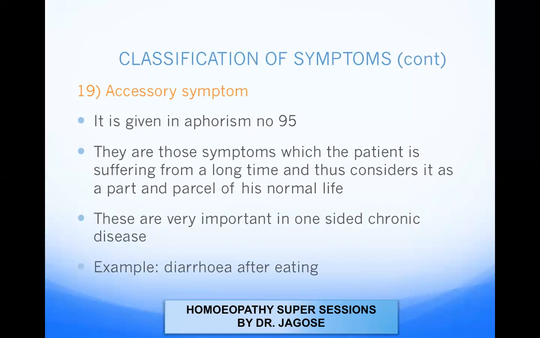Accessory symptoms. It is given after aphorism 95. They are those symptoms which the patient has been suffering from for a long time and thus considers a part and parcel of his normal life. So it may so happen that the patient is used to a certain complaint and thinks that this is part and parcel of his normal life. They are very important in one-sided chronic disease, example, diarrhea after eating. So the patient has this complaint since many, many years, so he considers it a part and parcel of his normal life. So I think it is a normal phenomenon and it occurs in a one-sided chronic disease.